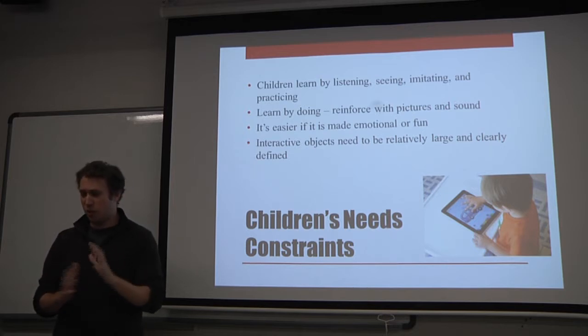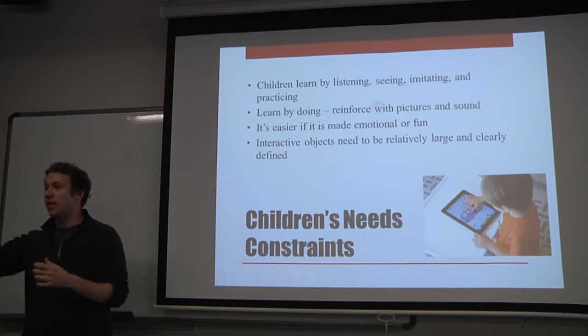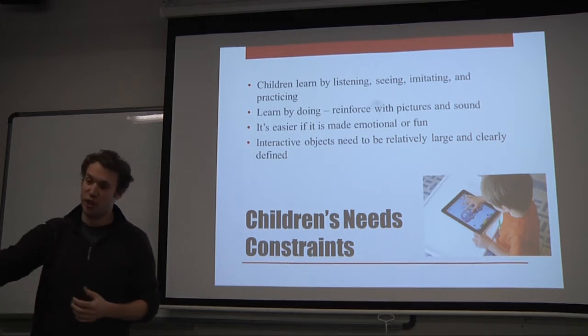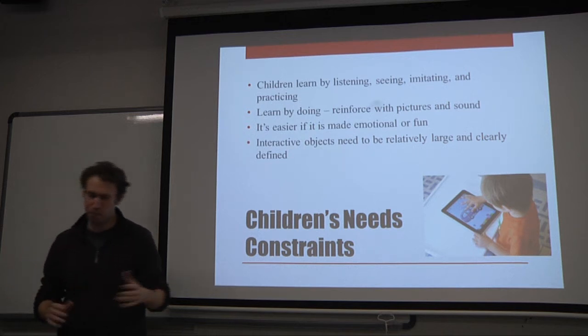Interactive objects also need to be relatively large and clearly defined so that if you're pressing a button, they know that it's a button that they're pressing. If they're pointing at a chair, they know it's a chair. So we want the whole object to be identified.